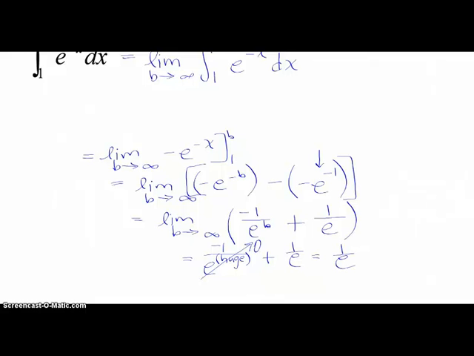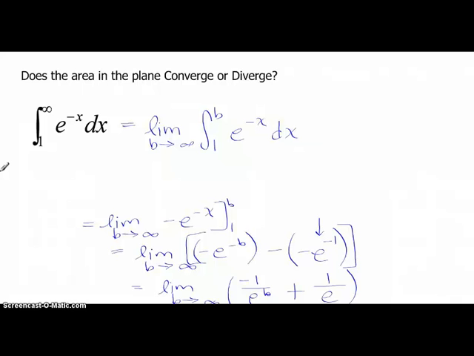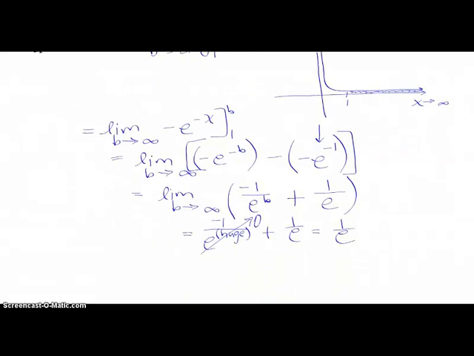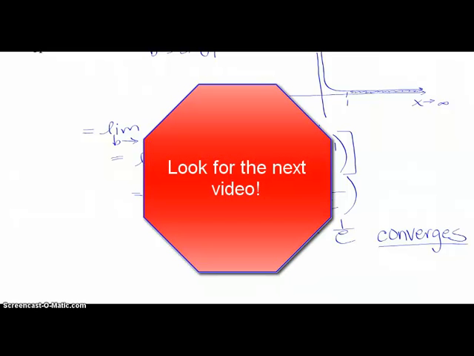So the area trapped in the plane underneath the function e to the negative x, starting at x equal 1 and going to positive infinity, this area converges. And it converges, according to my improper integral, to a value of 1 over e. So it converges. All right, we'll stop here. I have some more examples to do, so look for the next video.